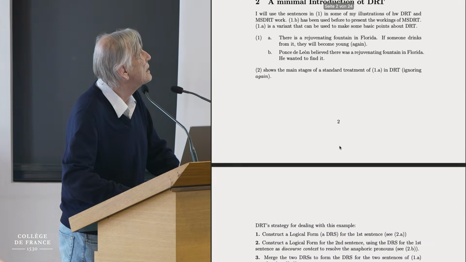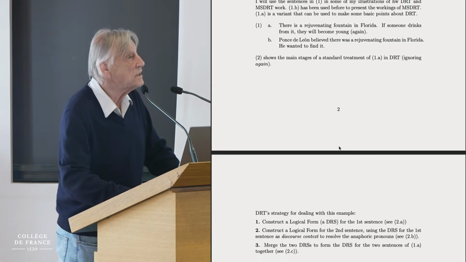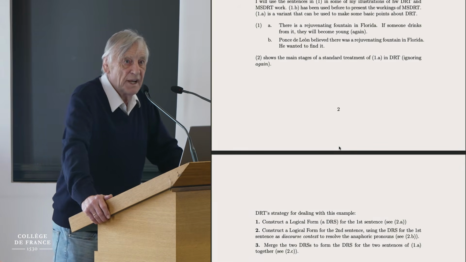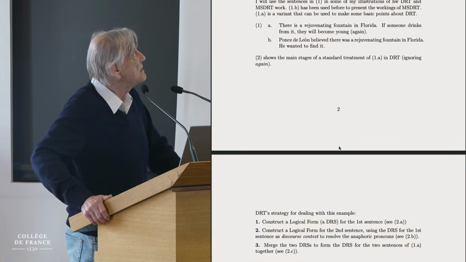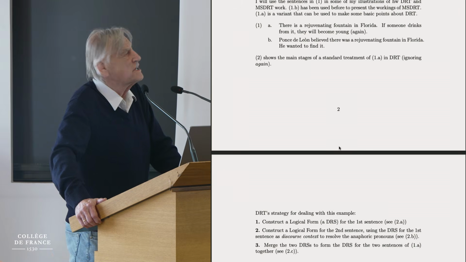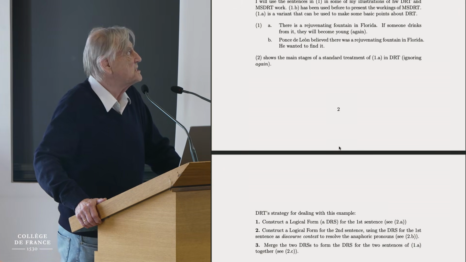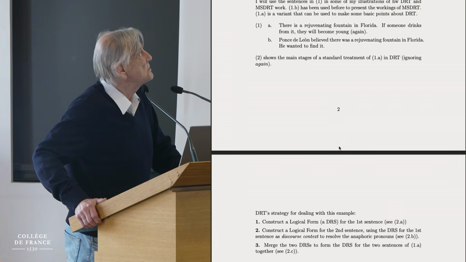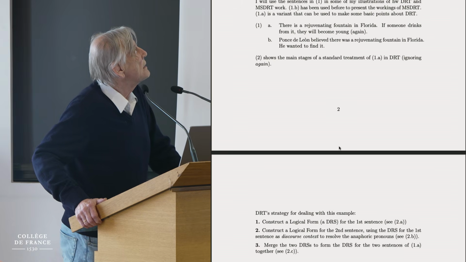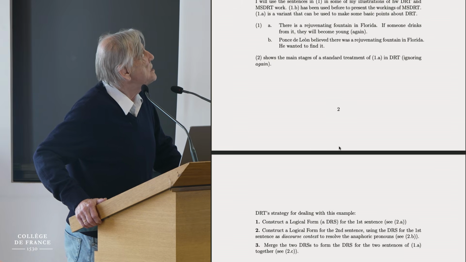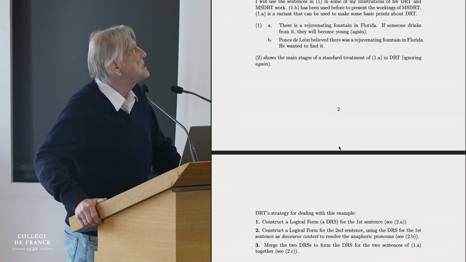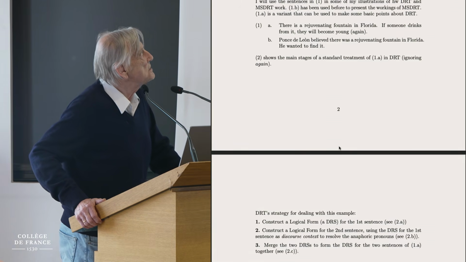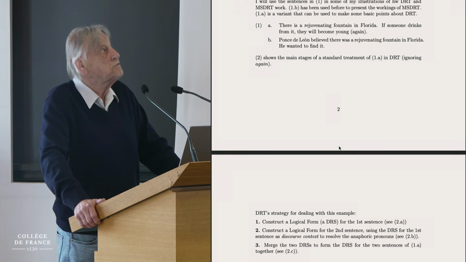So here in one we have two sentence discourses. The one that will play a very important part in this talk is the second. I got this from a free paraphrase of an example discussed by several people, among them Mark Sainsbury, a philosopher and colleague of mine at the University of Texas. The one that's really important is B. Ponce de Leon believed there was a rejuvenating fountain in Florida, and he wanted to find it.